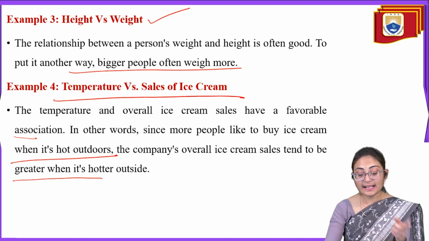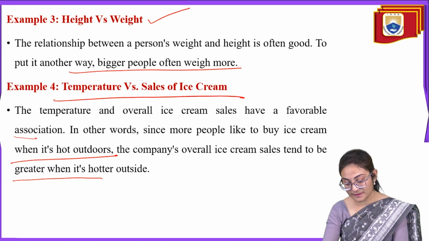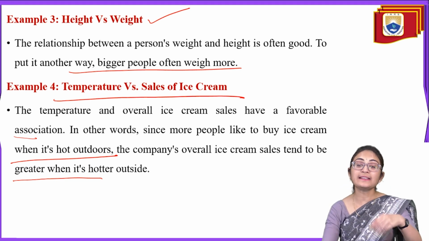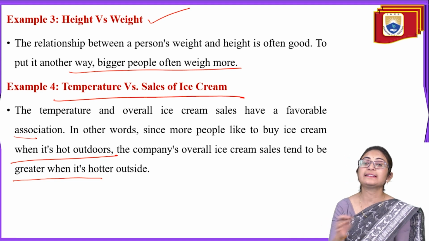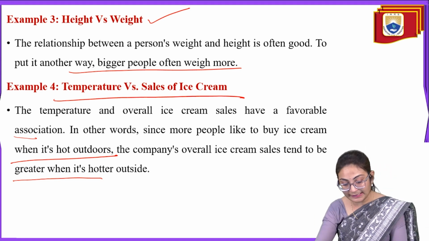So these are showing some negative correlations. That means one of the variables is decreasing and another variable is increasing. And if the first variable is increasing, the other variable will decrease.